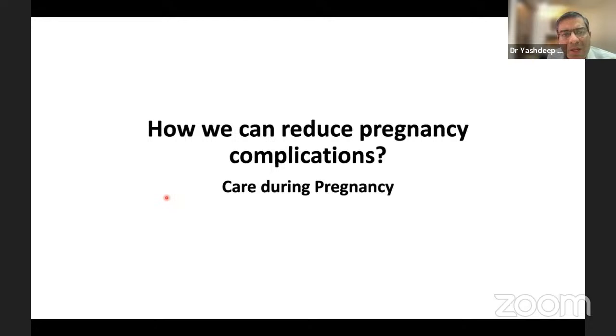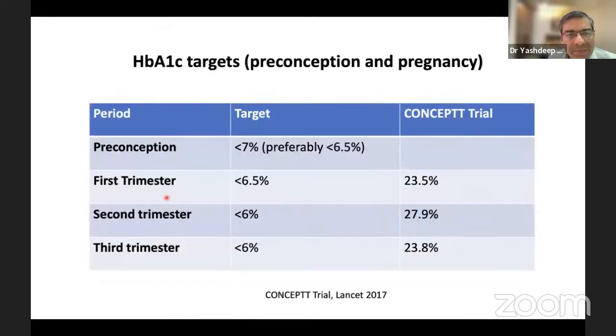Now the question comes how we can reduce the pregnancy complication, that is care during pregnancy. So these are the A1C targets. They are very tight compared to the preconception or in general non-pregnant ladies. So preconception, preferably it should be less than 6.5%, first trimester less than 6.5%, then second and third trimester less than 6%. So they are actually very, very tight as compared to the non-pregnant women. So this is a difference in glycemic targets.